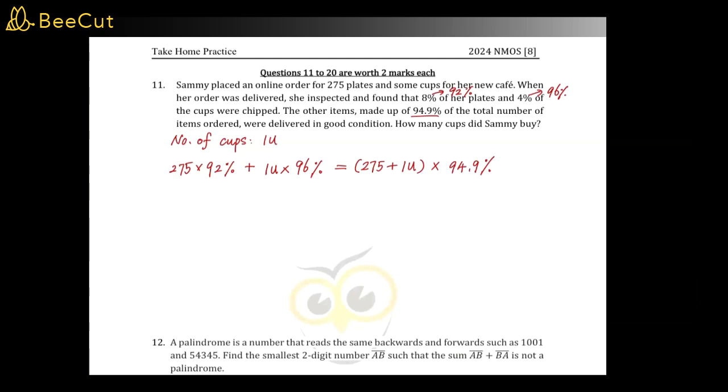Now let's just do the calculations. So first we can cancel out the percentage sign. Now we have 275 times 92, then plus 96 units. This equals 275 times 94.9 plus 94.9 units. So we find the difference, 96U minus 94.9U.